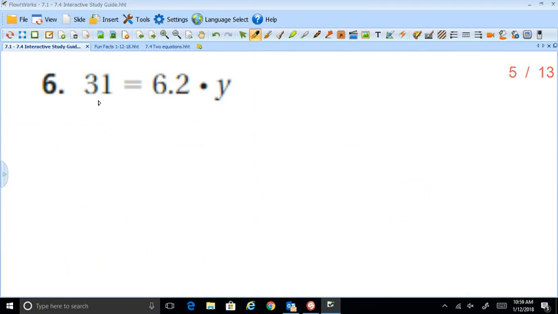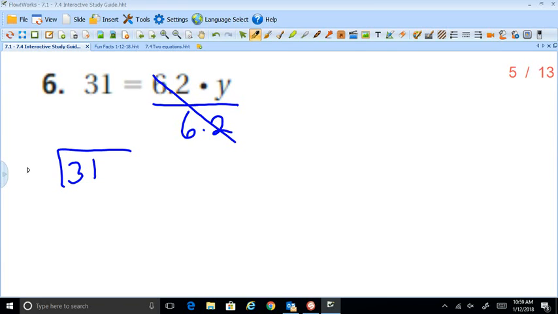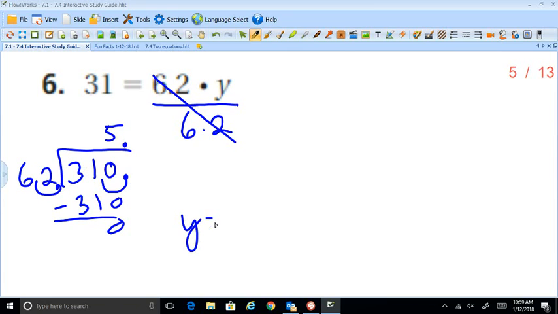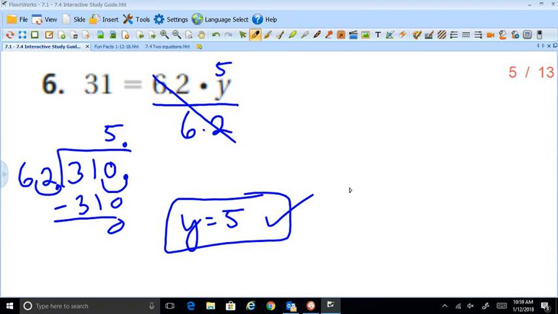Number 6. 31 equals 6.2 times y. To get y by itself, we want to divide by 6.2 on both sides. So we're going to do 31 divided by 6.2. We have to multiply by 10 to get rid of the decimal. Multiply by 10, which means we need to tack on a 0. The decimal will be up there if we need it. 62 goes into 310 5 times, which is exactly 310. And we're done. So y equals 5. If you check it, 6.2 times 5, multiply it, that does give you 31. So 5 is the correct answer.